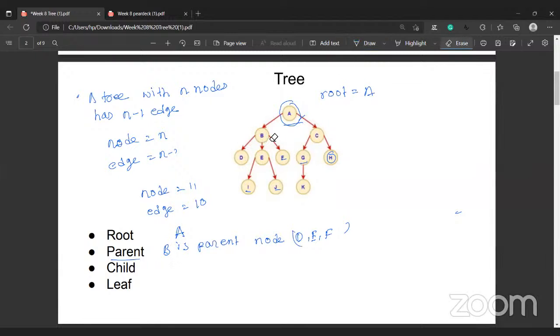Okay, so let's move to the next. Next is child node. A node which is a descendant of a node is called a child node. Like D, E, F are child nodes of B. G and H are the child nodes of C.